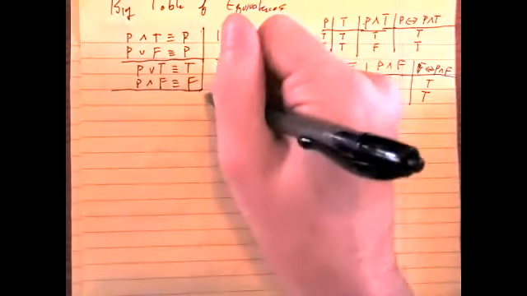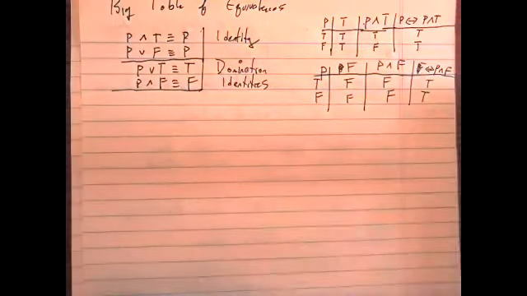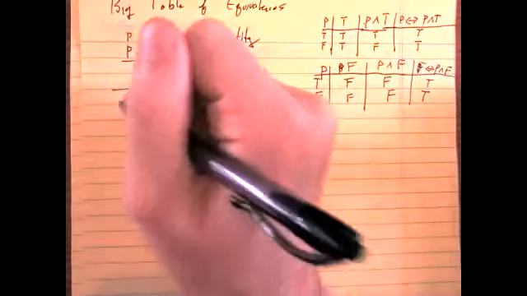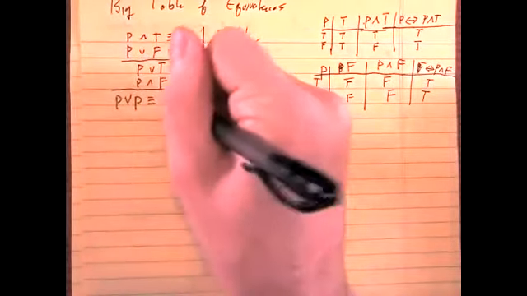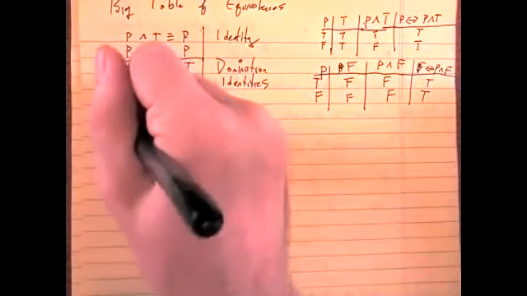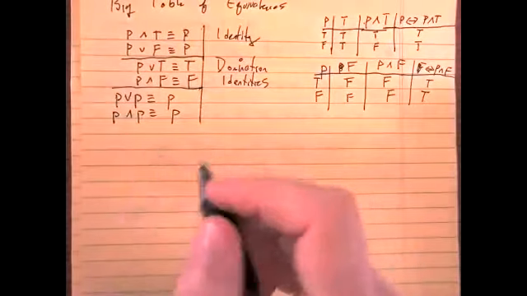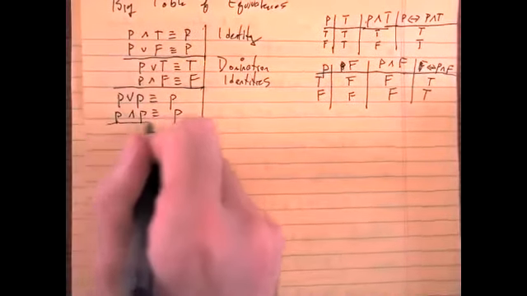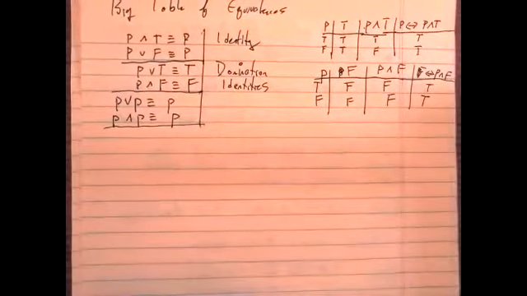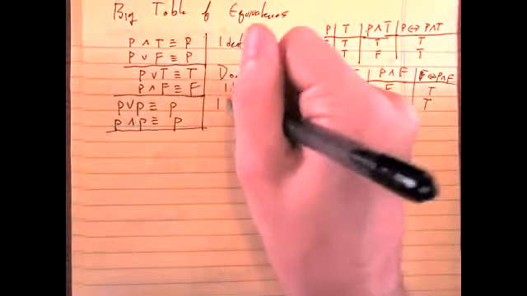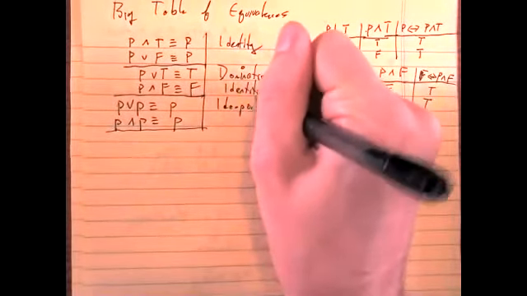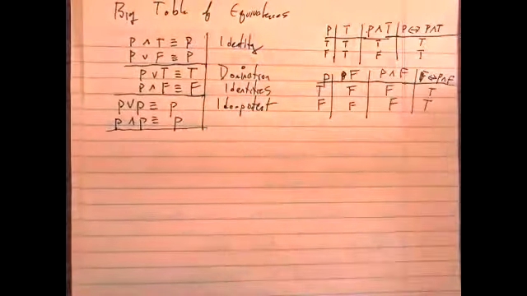Okay, I've got 10 more minutes to keep going. Okay, next we've got the idempotent identities. So these are P or P is equivalent to P, and P and P is equivalent to P. These are pretty easy to show. I mean, all these can be shown pretty easily using truth tables. So these are idempotent equivalences.